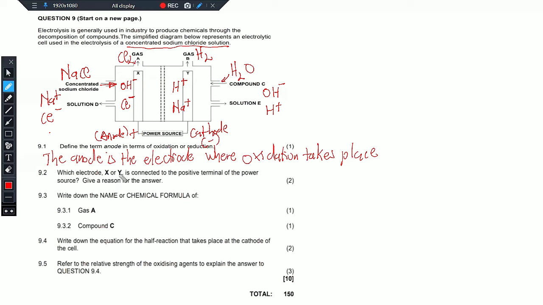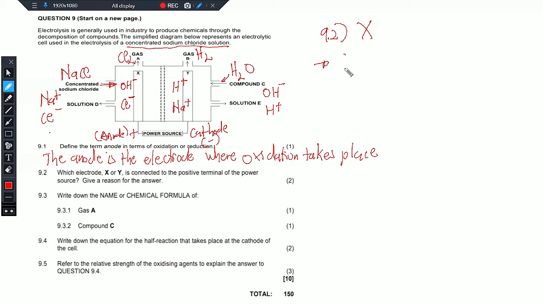What electrode is it, X or Y, that is connected to the positive terminal of the power source? Give a reason for the answer. As we have already established here, the positive terminal would have to be X, which is representing the anode. So for 9.2, you are going to say X.